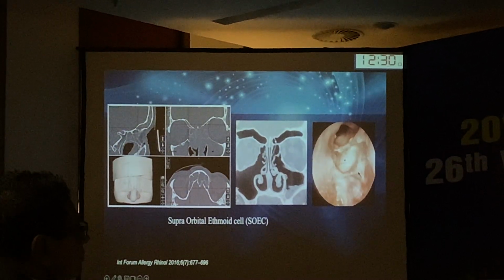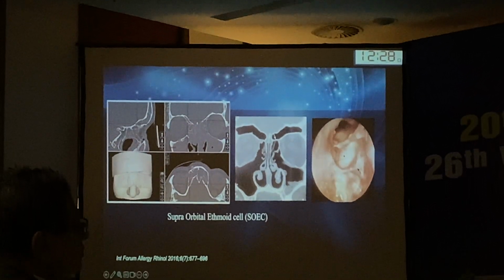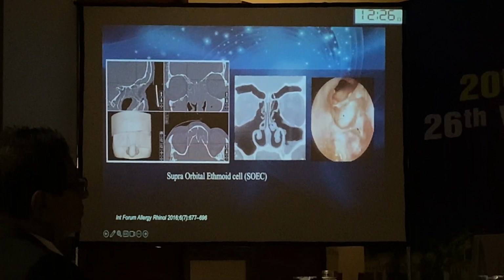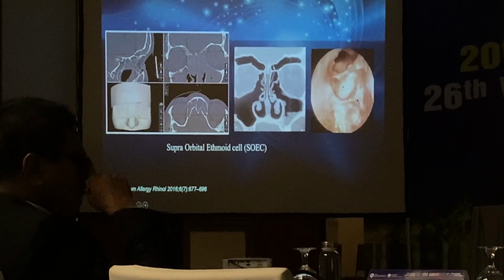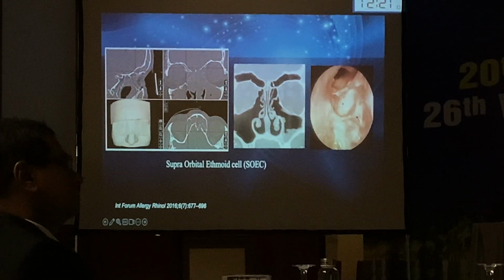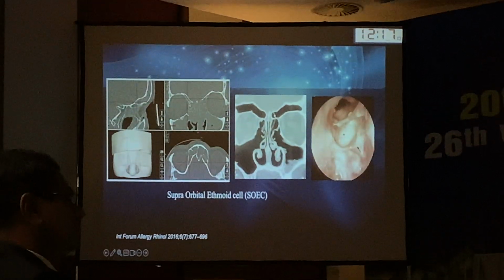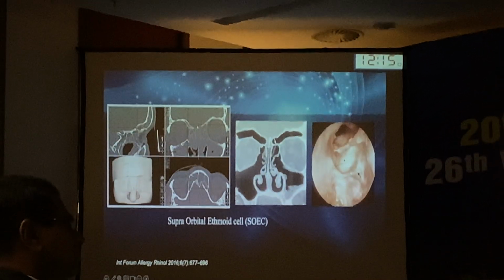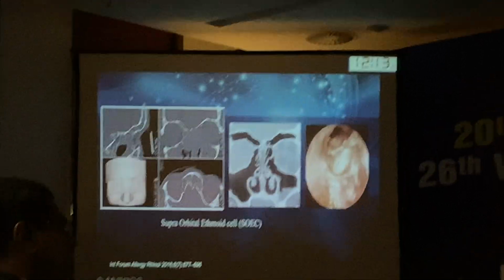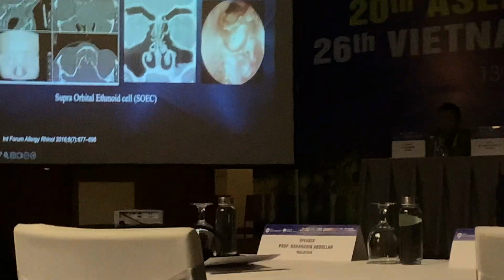So how do we recognize the supraorbital ethmoid cell? You see here the supraorbital ethmoid cell. It has the anterior ethmoid artery in a mesentery, and normally most of the time you will have a septation between the frontal sinus and the supraorbital ethmoid cell.